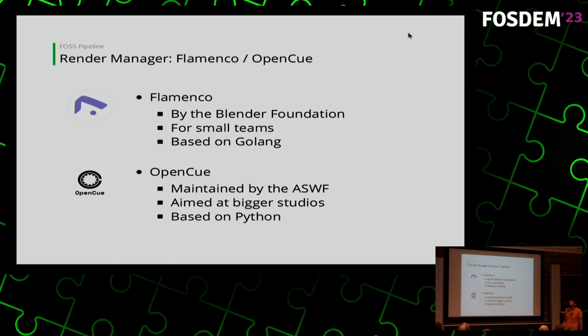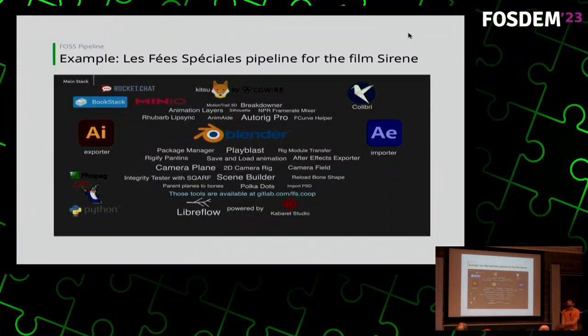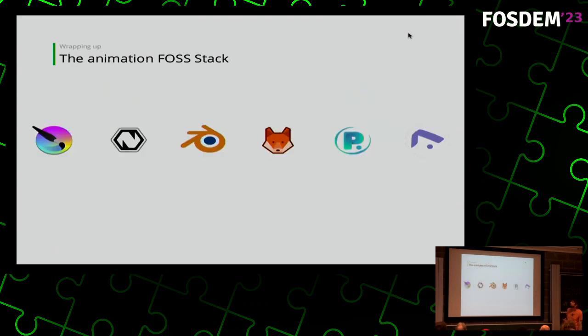For the render manager, we have Flamenco by the Blender Foundation, which is dedicated to small teams, and we have OpenQ, which is managed by the Academy Software Foundation, and which allows a bigger studio to rely on a FOSS solution. Here is an example of an almost fully open source pipeline used by L'Effet Spécial on a feature film named Sirène, which will soon be in theaters.